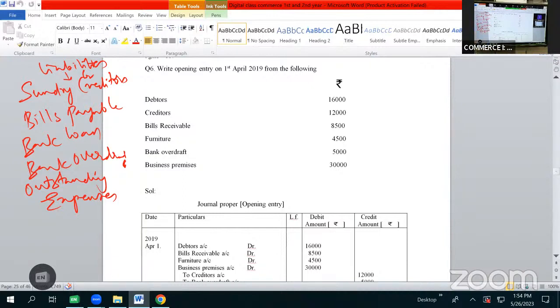So what are the names that we have in our question? Debtors, it is an asset. Creditors, it is a liability. And then bills receivable, it is an asset. Furniture, it is an asset. Bank overdraft, it is a liability. Business premises, it is an asset.